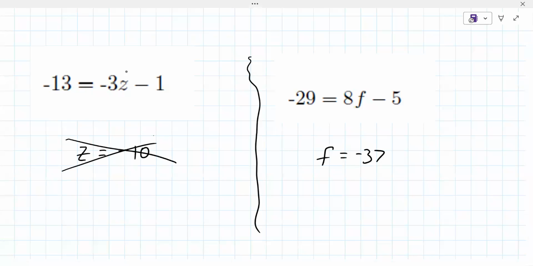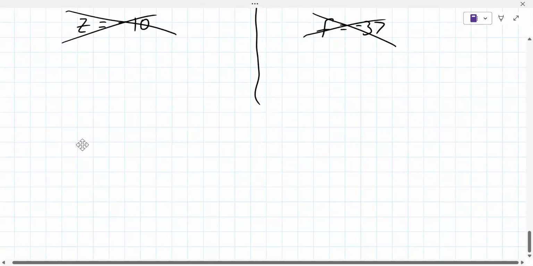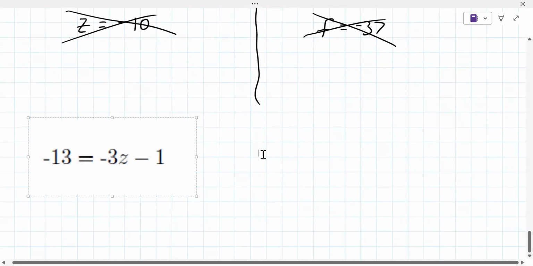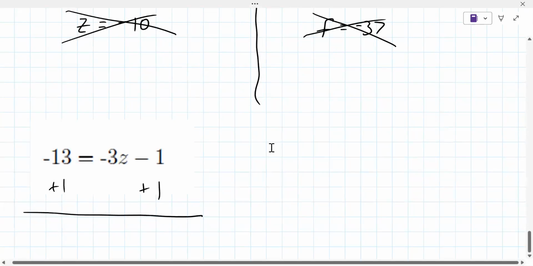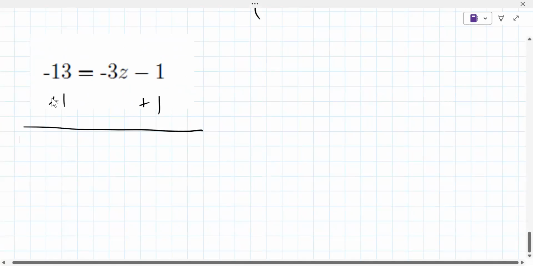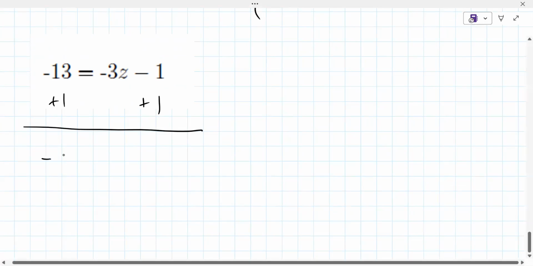So let's take a look here. There's one on the left here. First, you're going to add 1 to both sides. What is -13 plus 1, Sourish? -12. -12 equals -3z. Now you divide both sides by -3.